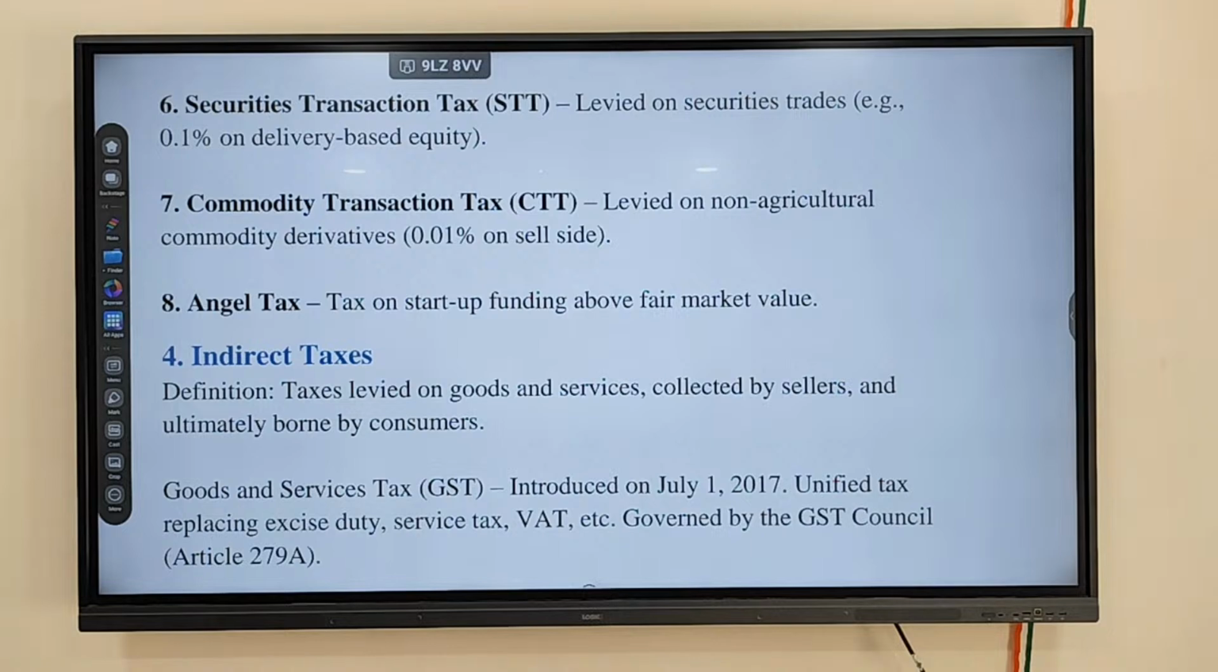Is there any doubt in this gift tax? No doubts. Okay.